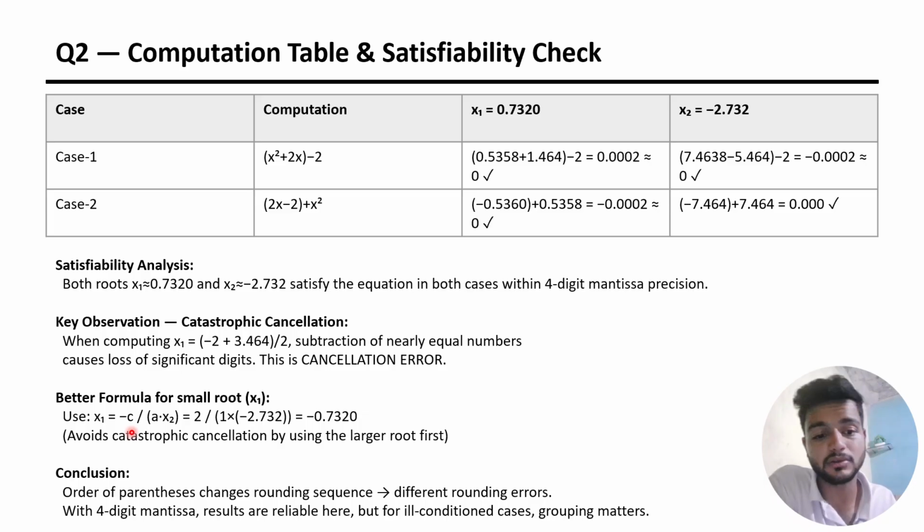x1 times x2 is equal to c divided by a, so x1 is equal to c divided by a into x2, where x2 is the root, minus 2.732. So x1 becomes 0.37732. Conclusion: the order of parentheses changes the rounding sequence, giving different rounding errors. With a 4-digit mantissa, results are reliable, but for ill-conditioned cases, grouping matters.